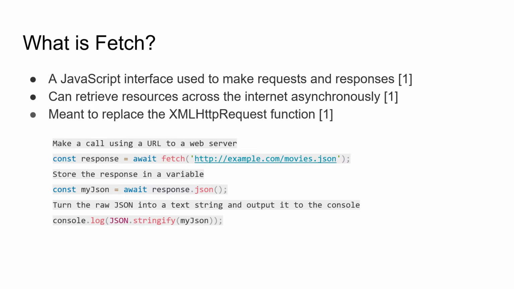Here I have just a sample fetch request that I got from the Mozilla website. So the first thing you'll do is make a call to the URL that you want, just with the fetch function here. That's going to send a promise. And then here you will store the JSON data into a variable, and then you can output that data into a string or manipulate that however you would like.